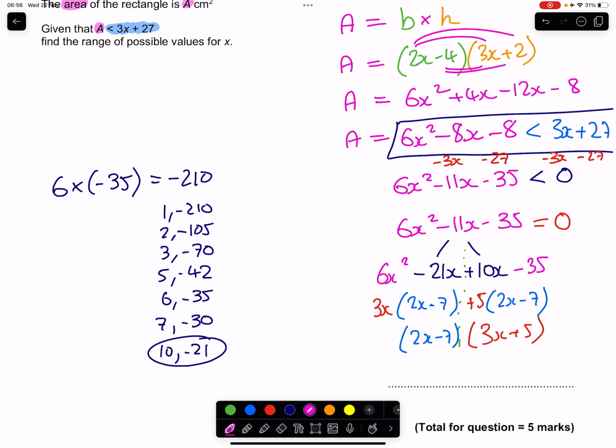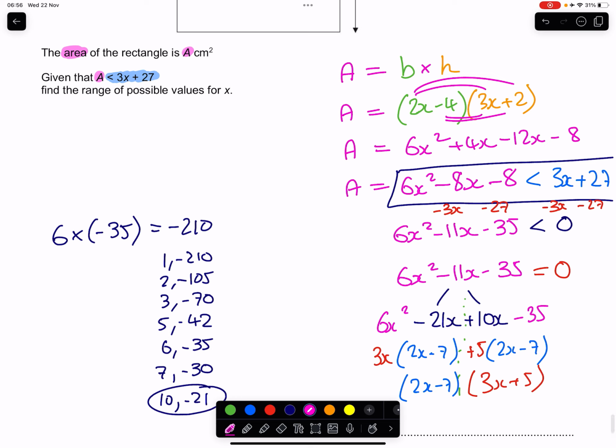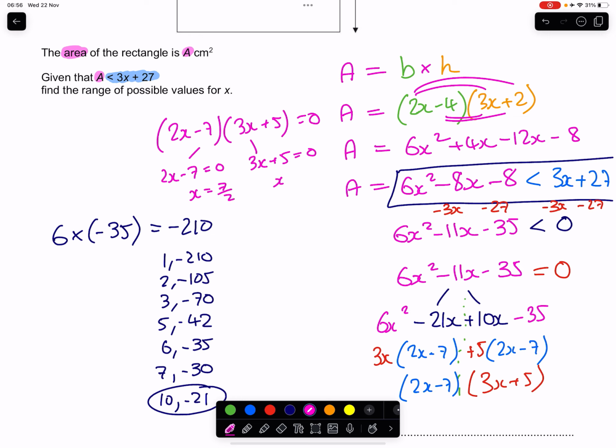Now I've kind of run out of room here, so I'm just going to bring it up. 2x minus 7 times 3x plus 5 equals 0. We solve each one separately, setting them equal to 0 and then rearranging. So we're going to end up with 7 over 2, and we're going to end up with negative 5/3. Now those are the solutions to the equation, which I'm going to highlight in yellow.